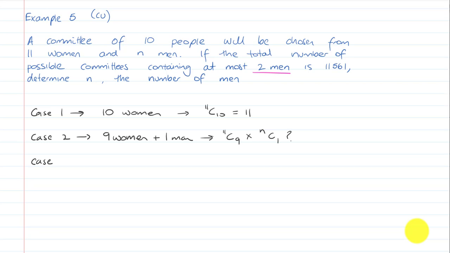And then we've got case 3. Case 3 is 8 women and 2 men. And so that is 11 choose 8 times NC2. And this, again, I don't quite know, but we can do some calculations on this in a minute. So there's our 3 options. We can't have 7 women and 3 men because then that does not fit the at most 2 men criteria. And we know in total there was 11,561 options.